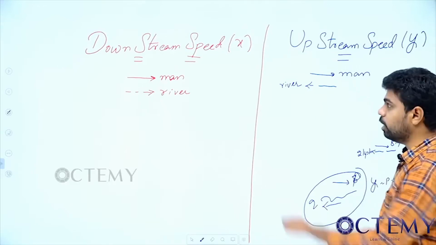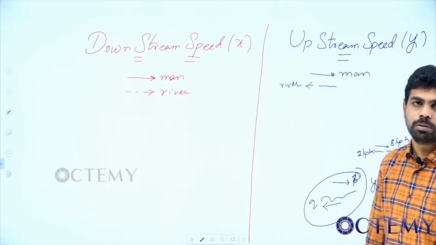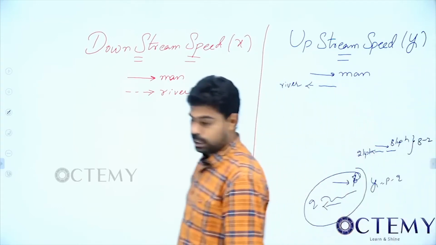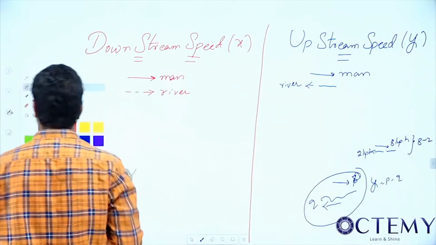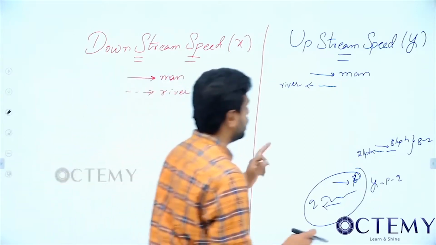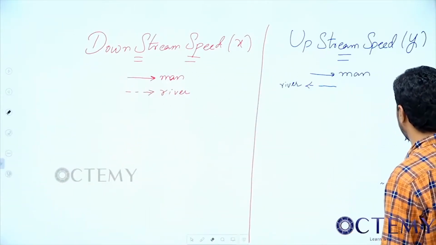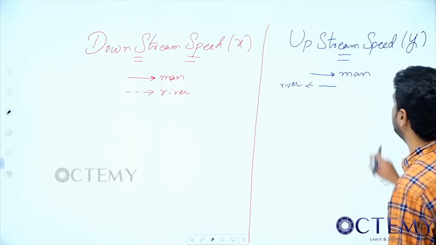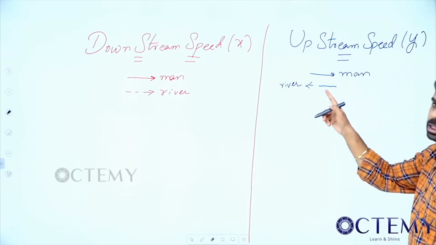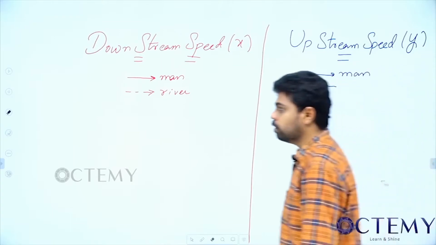That is the reason why I took P plus Q and P minus Q. So when man and river are in the same direction, the speed of the man will be downstream speed. When man and river are opposite to each other, it will be upstream speed.